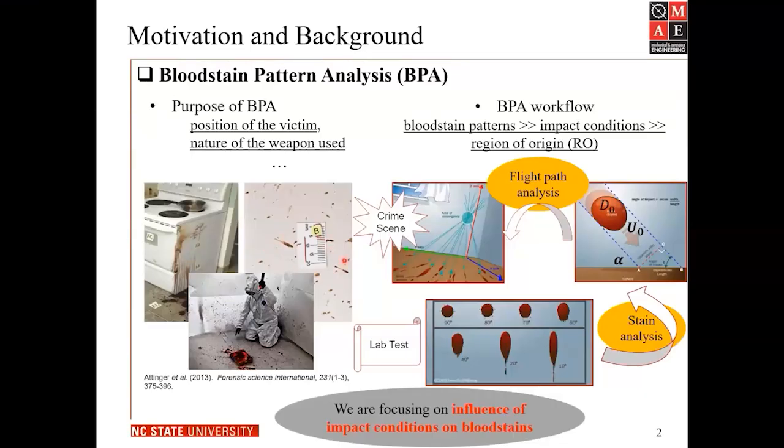And what the investigators really want to know, based on the stain on the wall, is what kind of drop size there was before the impact on the wall, and how fast these drops impacted the wall. And also where they come from, right? The direction of these drops before they impact the wall. With this information, they can identify the position of the victims and even find what kind of weapons were used during the crime. Therefore, establishing the connection between the final stain and the impact conditions of the drops becomes extremely important here.